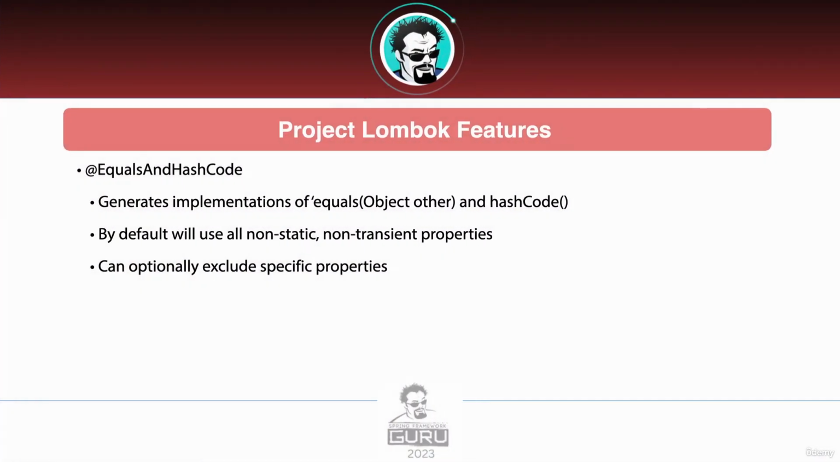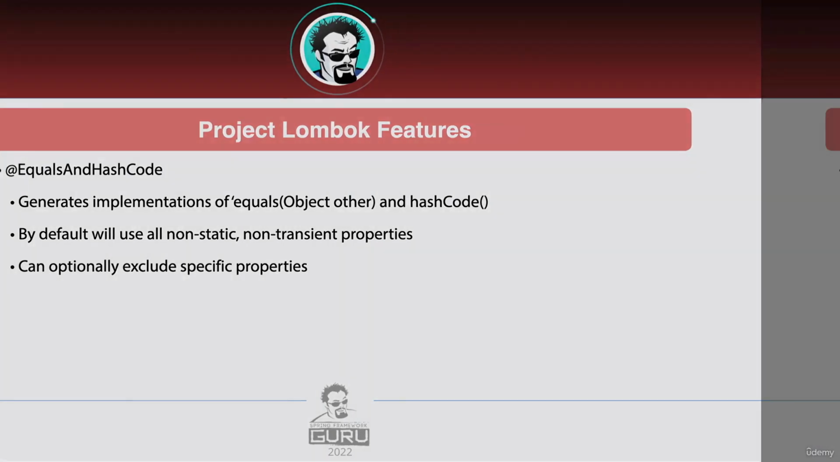Equals and hash code. This generates an implementation of the equals and hash code. By default, it will use all non-static, non-transient properties. And you can also exclude properties. So when we get into JPA, that can be important because you could get into circular references, which it is not very happy about at all.